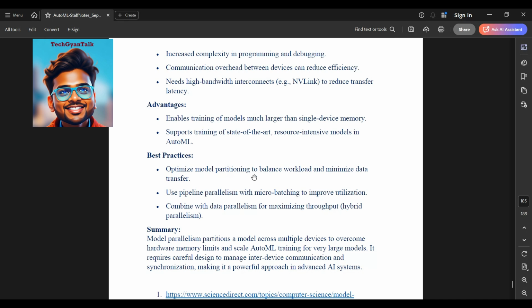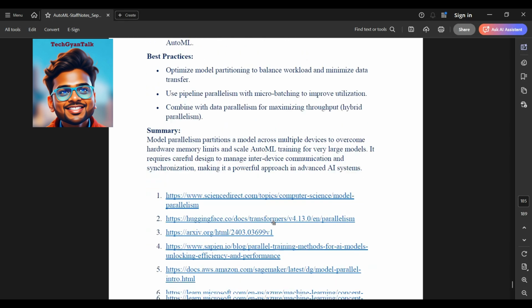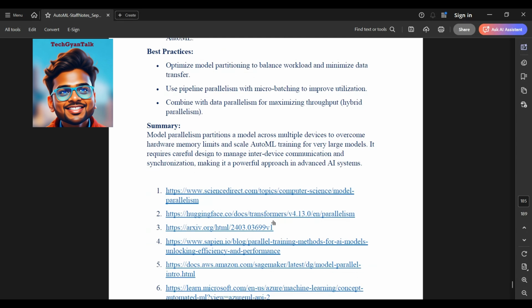Best practices include optimized model partitioning to balance workload and minimize data transfer, and using pipeline parallelism with micro batching to improve utilization, combined with data parallelism for maximizing throughput, which is hybrid parallelism. So these are the best practices and summary of model parallelism: it splits a model across multiple devices to overcome hardware memory limits and scale AutoML training for very large models. It requires careful design to manage inter-device communication and synchronization, making it a powerful approach in advanced AI systems.